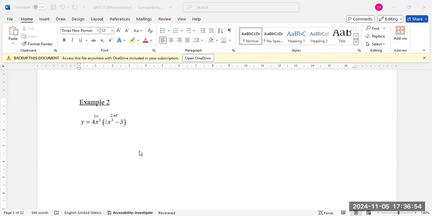I'm not seeing a reason why we wouldn't, sir. Or sorry, is it because the index is equal to 1? You hear that, Raj? All right, so the rule says in order to use the power rule, the index must not be equal to 1. Okay, I see.